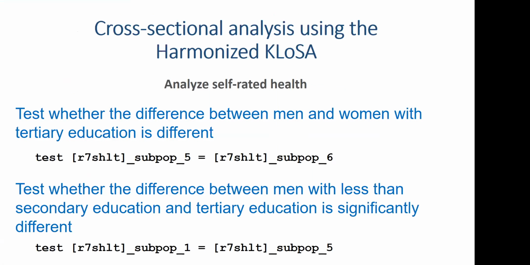And if we want to test whether the differences we see are significant, then we can use a command called test, which is a post-estimation command, meaning you run it after you've created your estimates. So here we've created mean estimates of self-rated health by education level and gender. So we'll test whether there's a difference between men and women within a single education level, and whether there's a difference between education levels for a single gender.